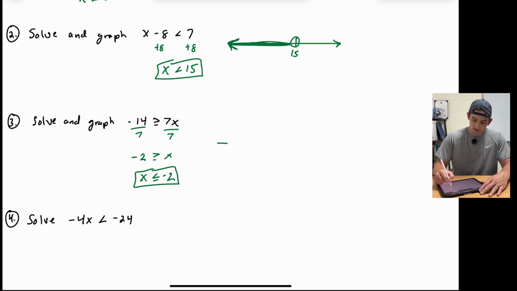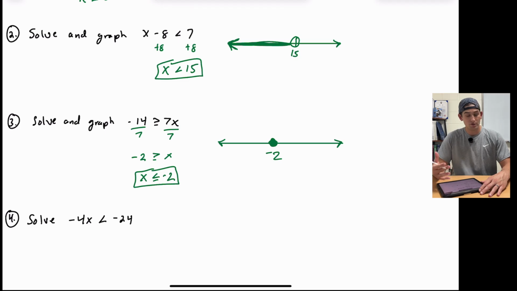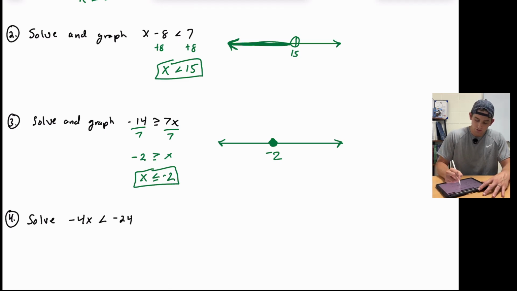So now if we graph that, we can draw our number line. Once again, I'm just going to put -2 on my number line here. Now this time it would be a closed circle because it is or equal to, which means we're including -2 in our solution set. And once again, we're less than, so we would shade to the left.